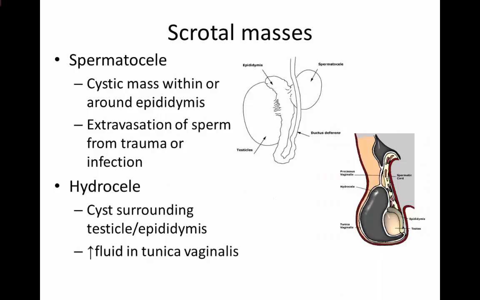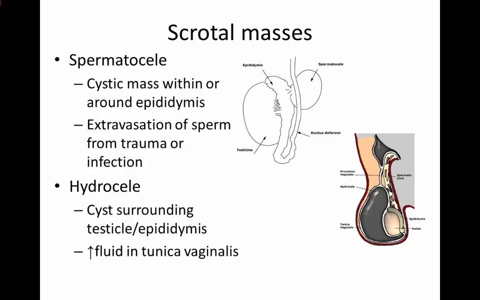Scrotal masses are fairly benign conditions unless they are causing pain or rapidly expanding. Spermatoceles and hydroceles are cystic masses. Spermatoceles are cysts within the epididymis or adjacent to the testicles caused by extravasation of sperm from trauma or infection. Extravasation is the process by which any liquid accidentally leaks into surrounding tissue.